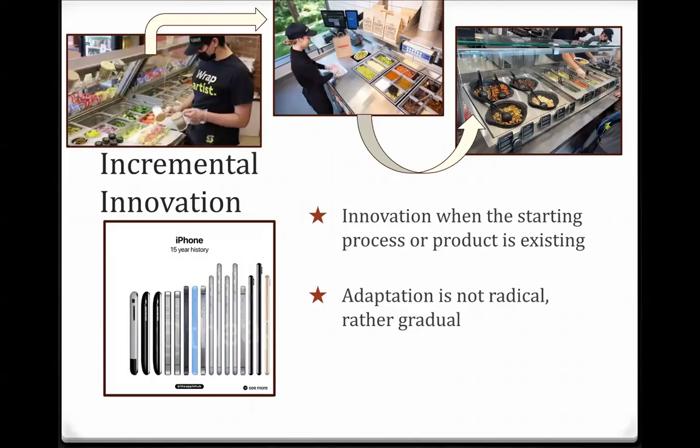So let's look at incremental innovation. This means that there's innovation, but the starting process or product already exists. Incremental. It's not this large radical innovation. So we're adapting gradually. We're not making these crazy changes that are going to change the industry. And so when we look at incremental innovation, you can see that we're taking something we've already started or somebody else has already started and we're adapting it.